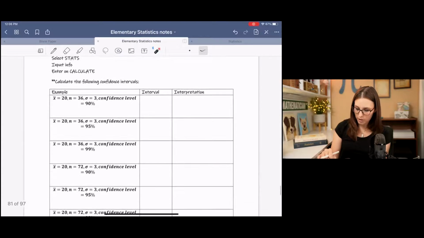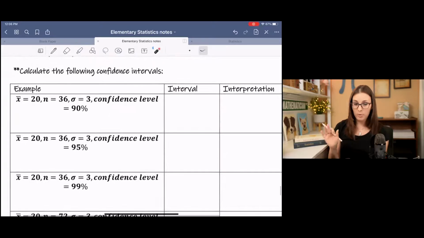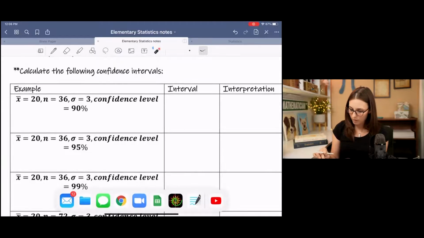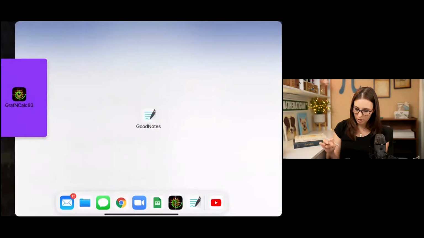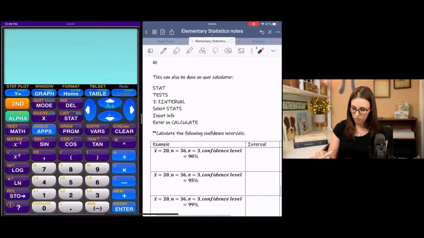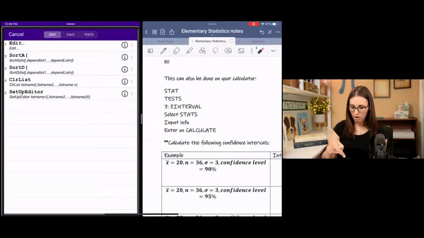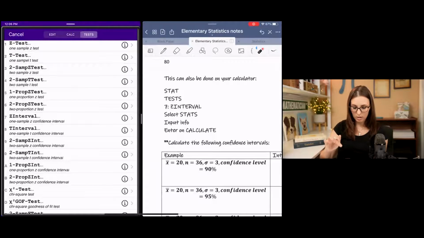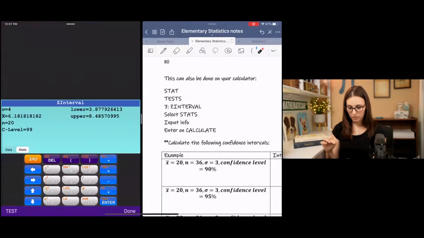There you go. So let me show you this first one. And then I'm going to let you fill out the rest on your own and come back. In the first one, we're given the sample mean, the sample size, the standard deviation, the confidence level, and we have everything we need to input into the calculator. So we're going to go to Stat. We're going to go over to Tests. This is a Z interval. It's an interval because it's a confidence interval, and it is Z because we know the population standard deviation.